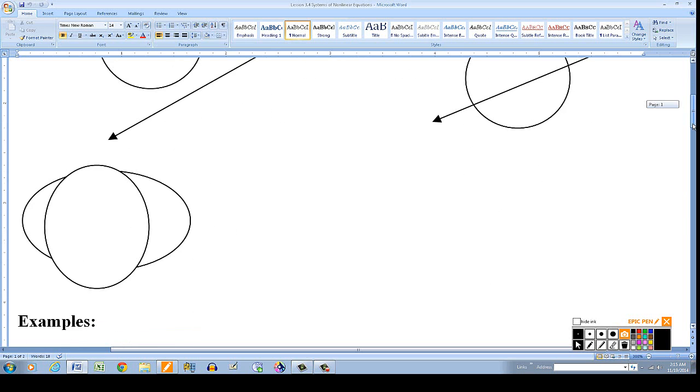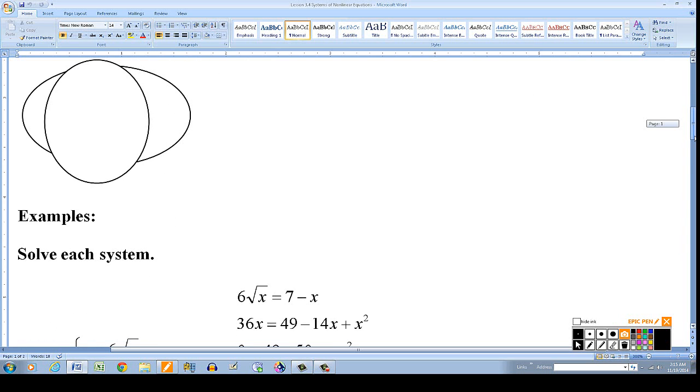Or you could have, say, two ellipses. In this case, the ellipses intersect at 4 points, so you'd have 4 solutions. So let's look at some examples of how to solve these types of problems. Solve each system.